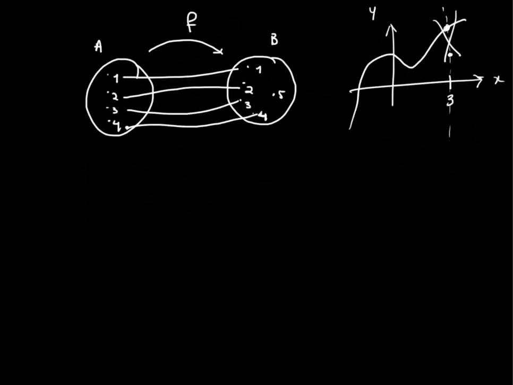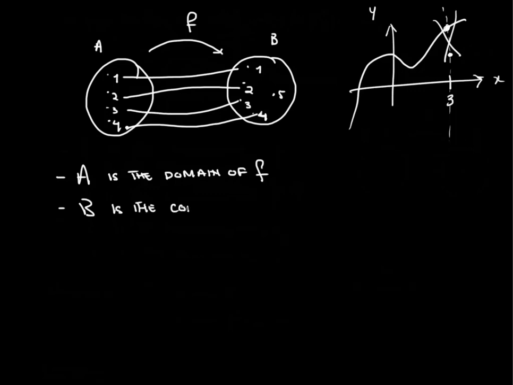Now we're going to add some terminology. We're going to say that A is the domain of f. B is the codomain of f.